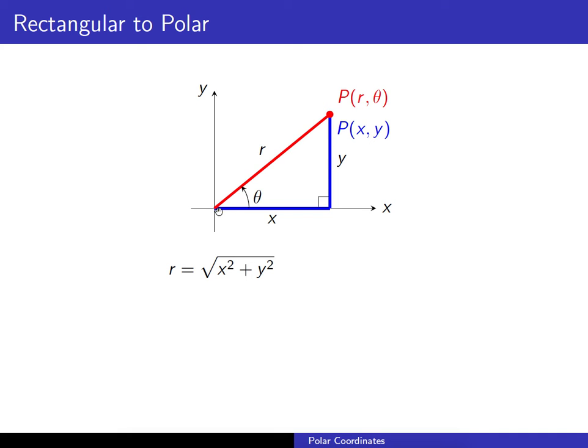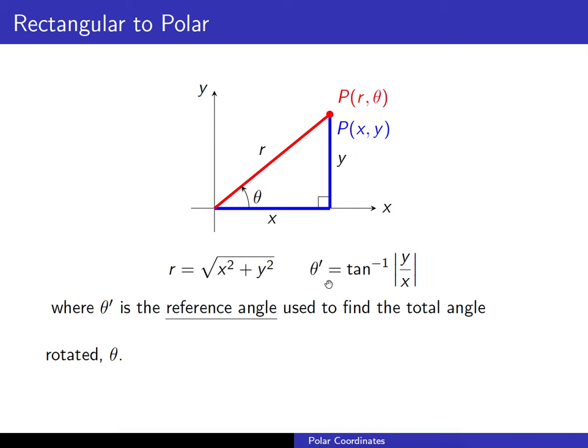Well, to find the value of r, it's just Pythagorean theorem, x squared plus y squared, and then take the square root. For our angle of rotation, we can find a reference angle by taking the inverse tangent of y over x, and I use the absolute value here because this will guarantee that our reference angle is an acute angle. And then based on what quadrant our x and y coordinates happen to put us in, we can then either add or subtract that reference angle from either 0 or 360 or 180 degrees to find out the total amount rotated. Now, I do want to point out that the theta prime is the reference angle used to find the total angle rotated.